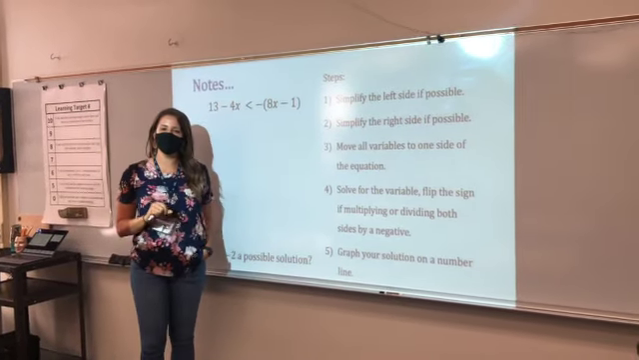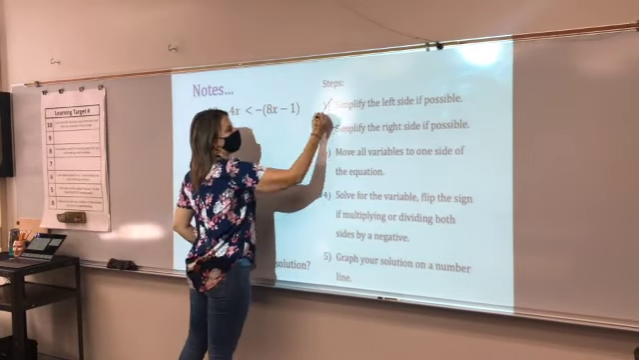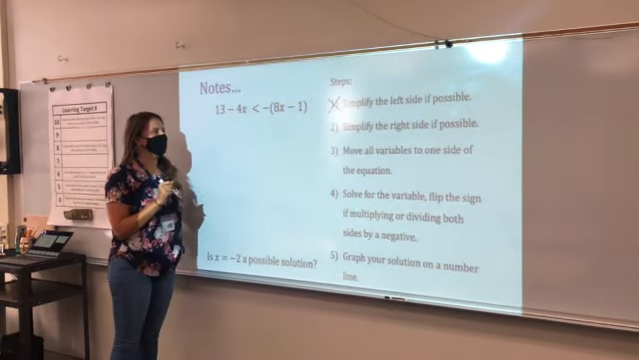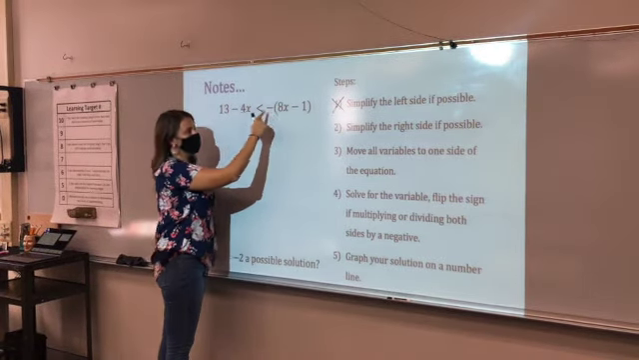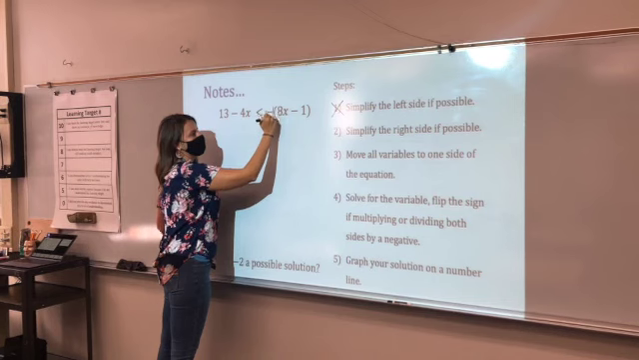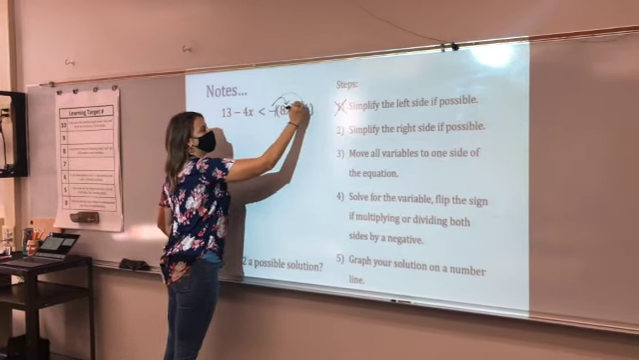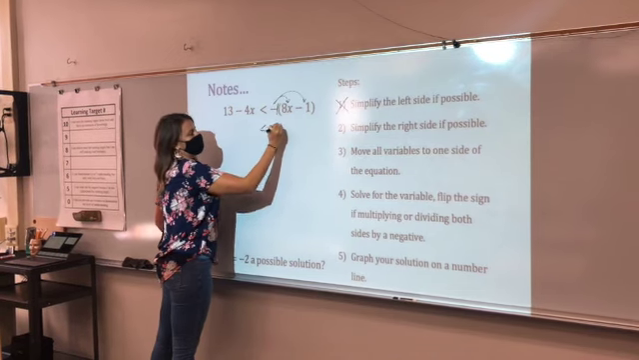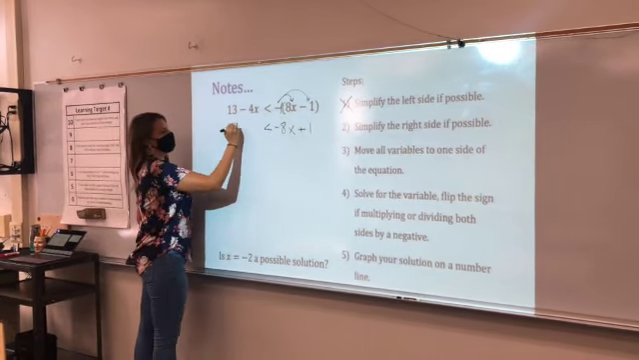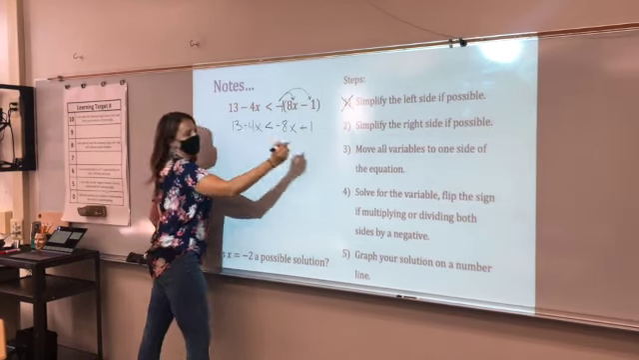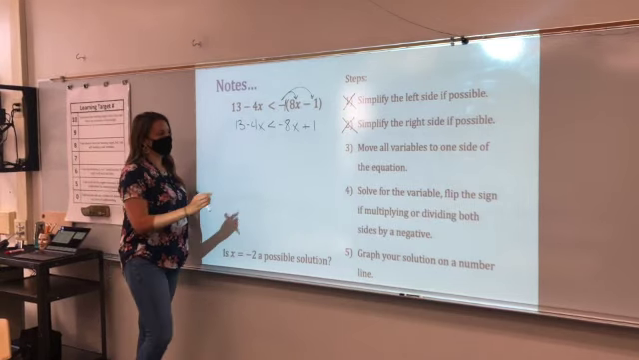Step 1 is simplify the left side if possible. Looking at the left side, these are not like terms, we cannot. Step 2, simplify the right side if possible. I have parentheses, and I see there's something outside of it, so I'm going to distribute. This negative is a fancy way to write negative 1, so we're going to distribute negative 1. That's negative 8x, and negative 1 times negative 1 is plus 1. I'm going to bring down this side. Step 2, complete.